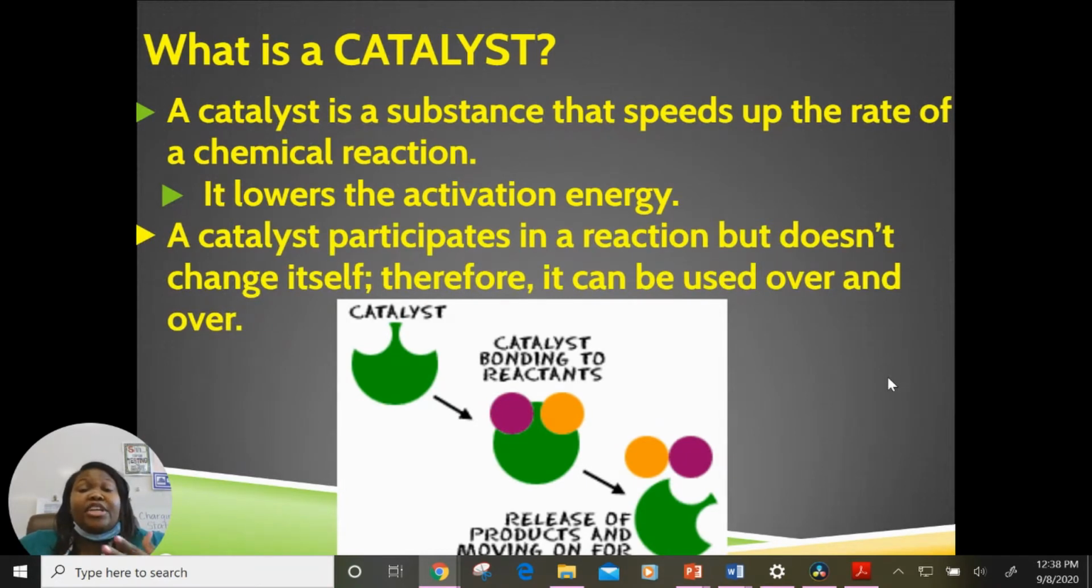A catalyst or an enzyme will participate in a reaction, but it's not going to be changed. So it can be recycled and used in reactions over and over again. So if I'm an enzyme, I'm going to participate in the reaction, but the reaction is not going to change my shape unless it's under very specific circumstances, and we'll talk about that at the end. But under normal circumstances, the reaction is not going to change my shape or any of my characteristics. So I'll be able to go and participate in as many reactions as I'd like to.